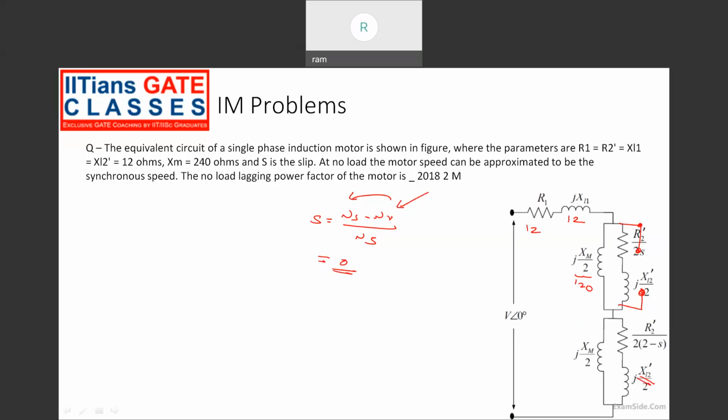And here XL2 dash is a function of S. It is a multiplication, so here we will have a function of S. If S is 0, this will become 0. So here it will be an open circuit. If you now draw the resultant circuit, it will look like this.